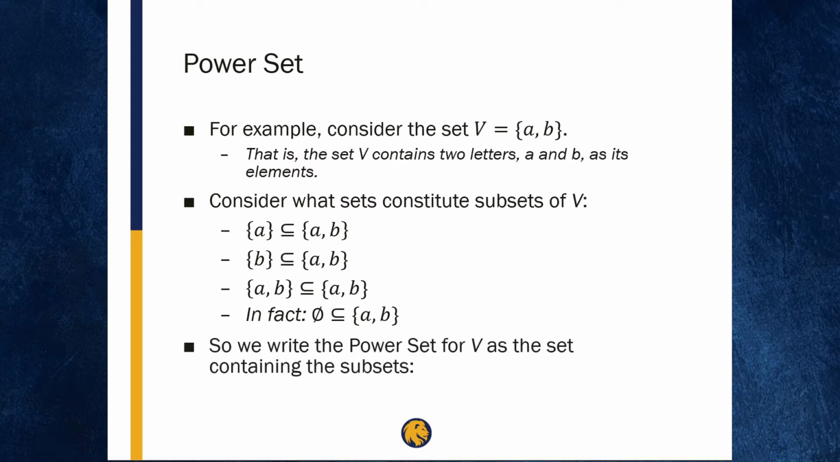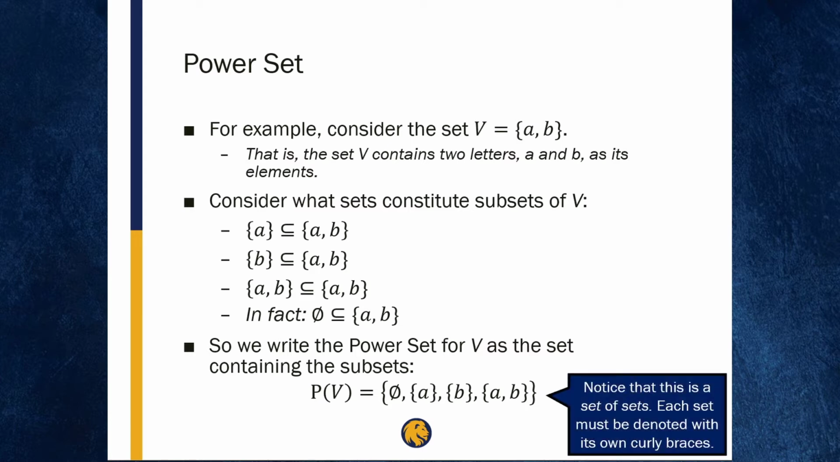So when we write the power set for V, we write it as a set containing all of the different subsets. So P of V, the power set of V, will equal the set containing the empty set, the singleton set containing A, the singleton set containing B, and the set containing A and B.